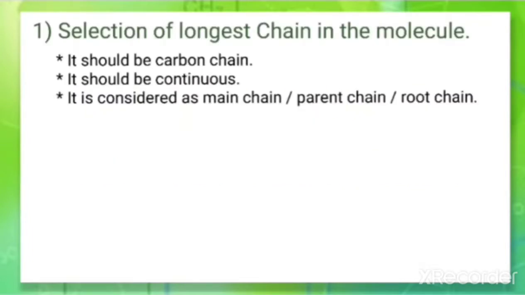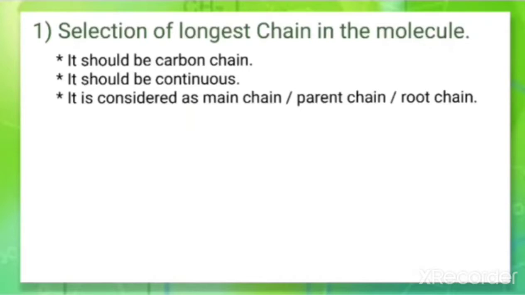First is the selection of the longest chain in the molecule. What you have to do here is select the longest chain in the molecule. So what are the different points you need to consider for selecting the longest chain? First, it should be a carbon chain, it should be continuous, and it is considered the main chain, or the parent chain, or the root chain.